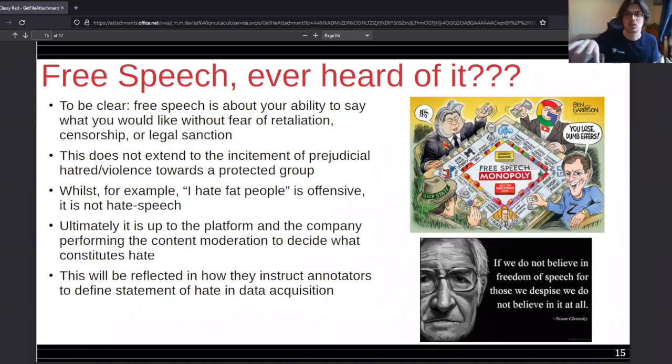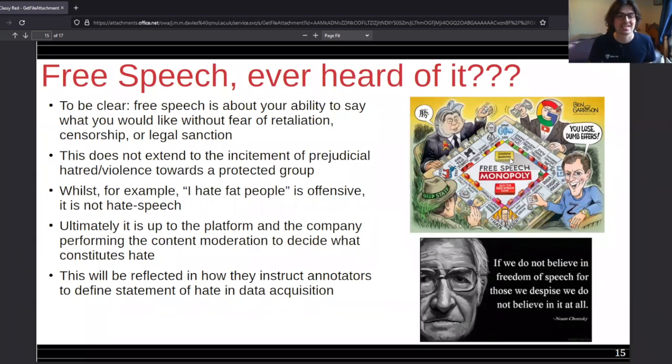You can see that the comic on the right here is from Ben Garrison. He is a right-wing cartoonist, gets things wrong an awful lot of the time, very much a boomer comic. And this is free speech monopoly: make sure, guys, that you can play the hate speech card. This is the kind of ridiculous thing that we get when we take free speech and the discussion of it a bit too far.